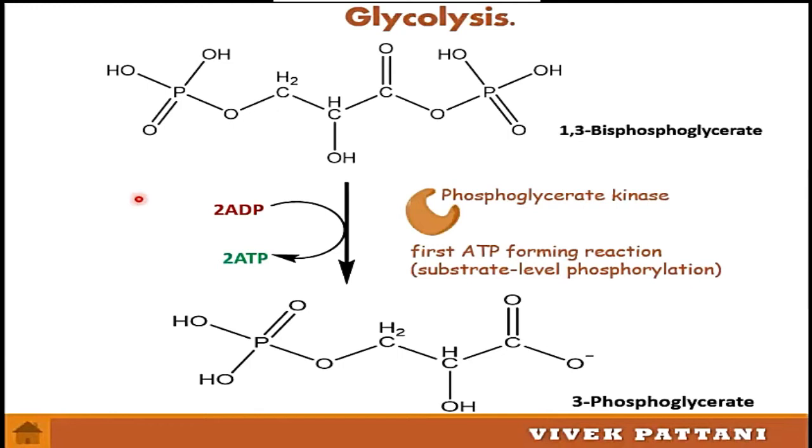Speaking specifically for ATP formation, almost more than 80% of our ATPs are formed through the electron transport chain. Only the rest are formed through various other processes. One of the main processes involved is substrate level phosphorylation.